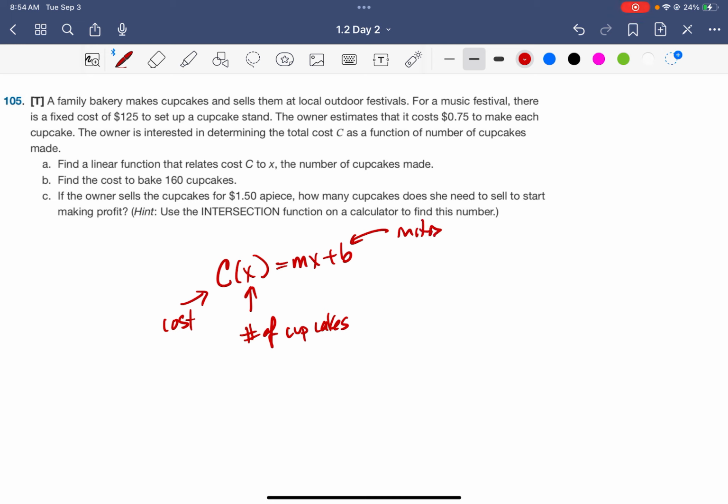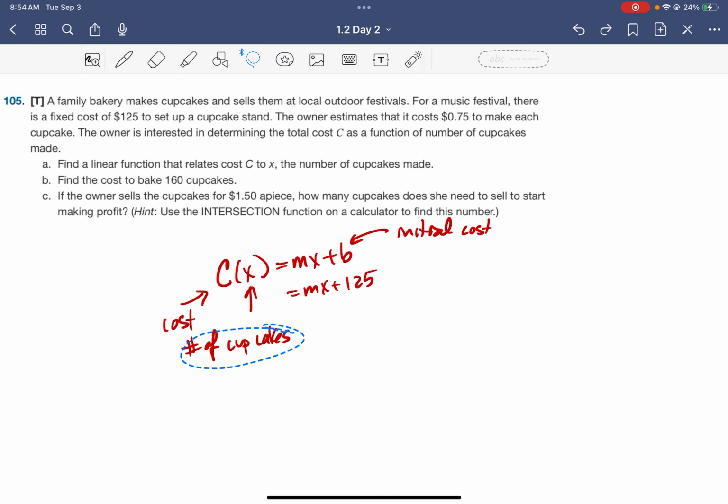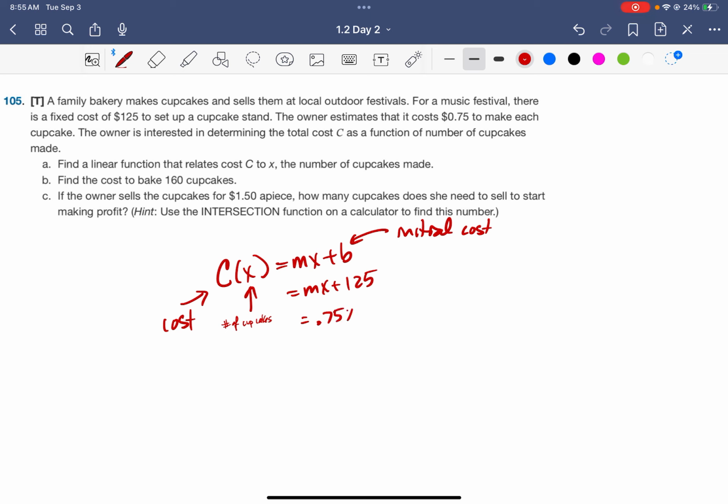Well, my initial costs in this case is going to be $125. So even if I put in 0, I'm still going to have this $125 cost, even if I don't sell any, because I had to make. The owner estimates it is 75 cents for each cupcake. So if they estimate that it's 75 cents per cupcake, then it's 0.75x plus 125. That's our function. Find a linear function.